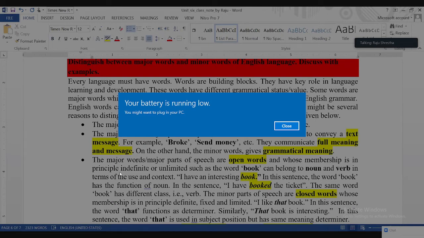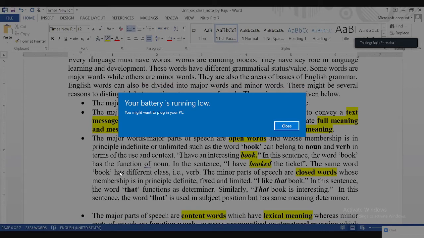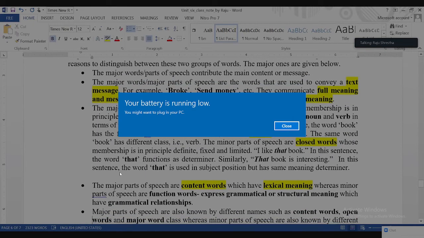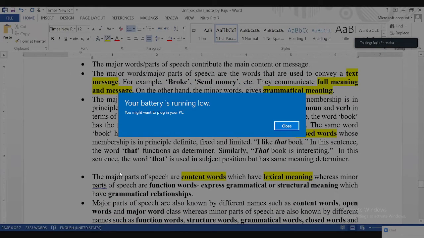Similarly, that book is interesting. In this sentence, the word is in subject position and has the same meaning. So major words have open membership. Sometimes the same word is a noun, sometimes a verb, sometimes an adjective. So we have this kind of openness in the major word class. But in the minor word class or minor parts of speech, they are closed. Wherever they occur, they serve the same function, like I like that book, and that book is interesting.